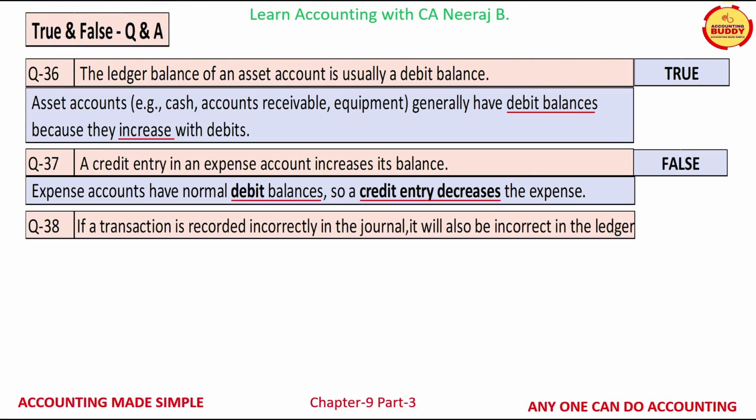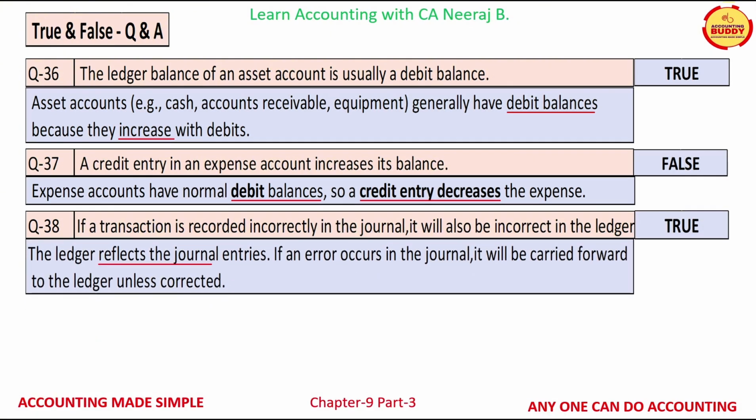Question number 38 is if a transaction is recorded incorrectly in the journal, it will also be incorrect in the ledger. This is a true statement. The ledger reflects the journal entries. If an error occurs in the journal, it will be carried forward to the ledger unless it is corrected.